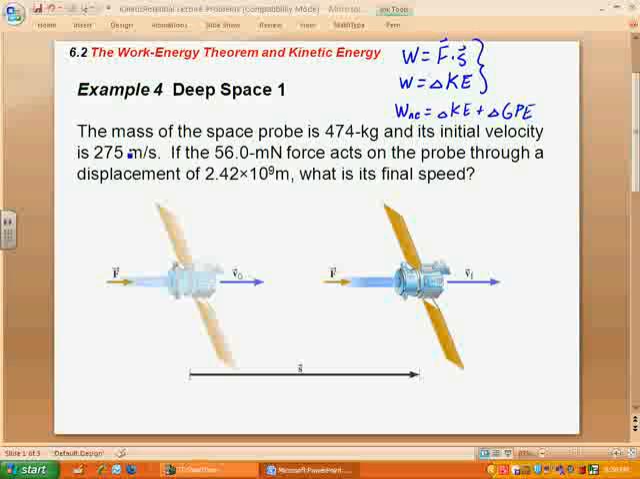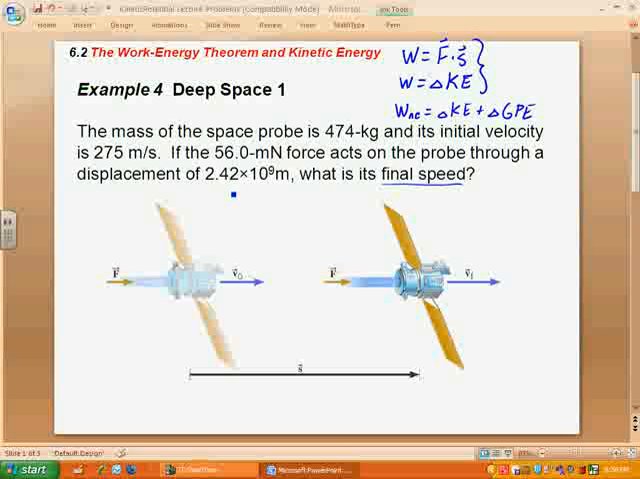The first example here, you've probably read through it already. The mass of the space probe is 474 kilograms. Initial velocity is 275 meters per second. It gives me a force, tells me a displacement for it, and asks for the final speed. I could obviously do this using kinematics. I could take force equals ma, find the acceleration, and plug that into a kinematics equation with my initial velocity and the displacement, and definitely find a final speed using kinematics and Newton's laws.